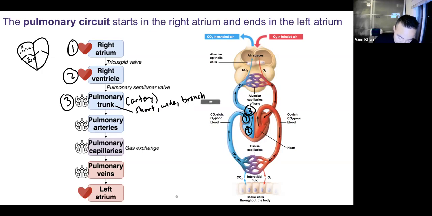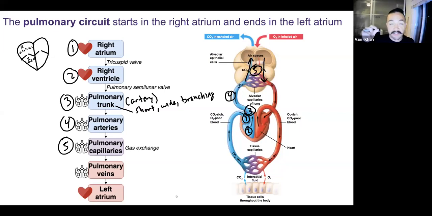And it immediately branches. It branches to pulmonary arteries. Pulmonary arteries go to the lungs, and they branch further, and eventually they branch into capillaries, pulmonary capillaries. And this is where we get gas exchange. Carbon dioxide leaves into the lungs, oxygen that we've breathed in comes into the blood, facilitated by thin simple squamous alveoli and thin simple squamous cells of capillaries.